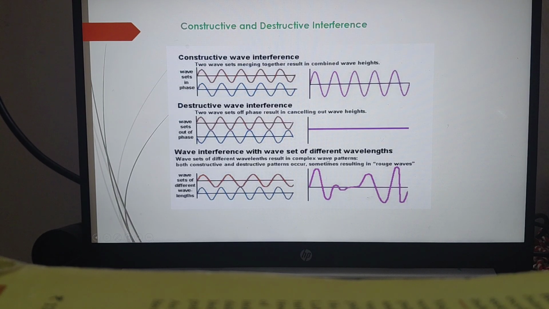With different wavelengths, sometimes the resultant will be rough waves. Okay, so what is the difference between constructive and destructive interference? In constructive interference, the waves travel with the same amplitude, the resultant amplitude will be high with the highest intensity, and it forms the bright fringes. In destructive interference, the amplitude will cancel out and that will be minimum intensity.